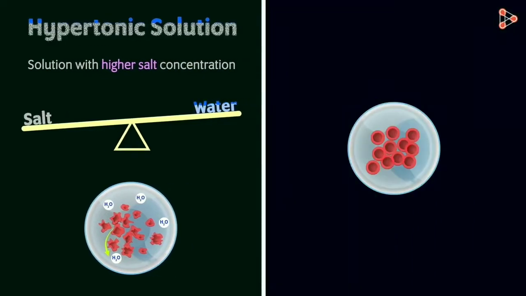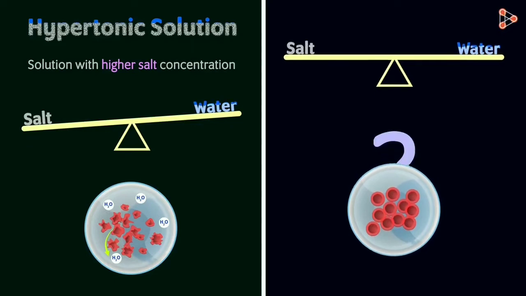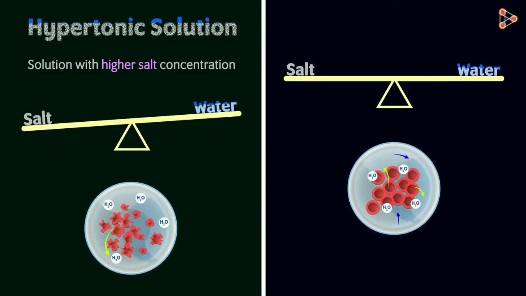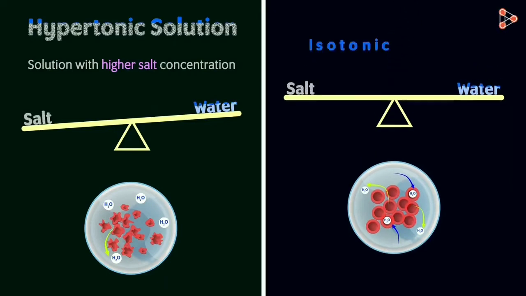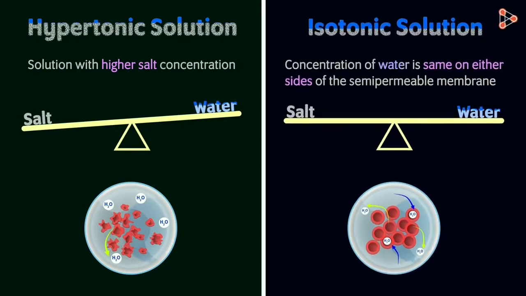Now look at the second case. Here, the content of salt and water is the same on either side of the cell. It means it is balanced. So if the medium has the same water concentration as the cell, there is no net movement of water through the membrane and the cell stays at the same size. Do you know what such a solution is called? Such a solution is known as an isotonic solution. That is, the concentration of water is the same on either side of the semi-permeable membrane.